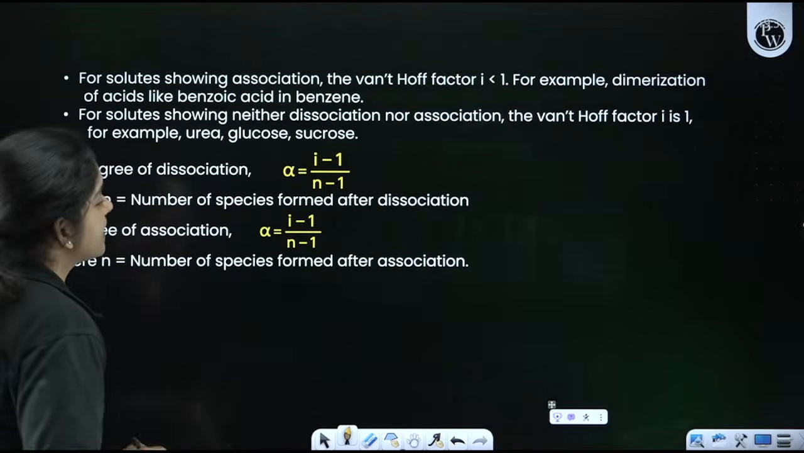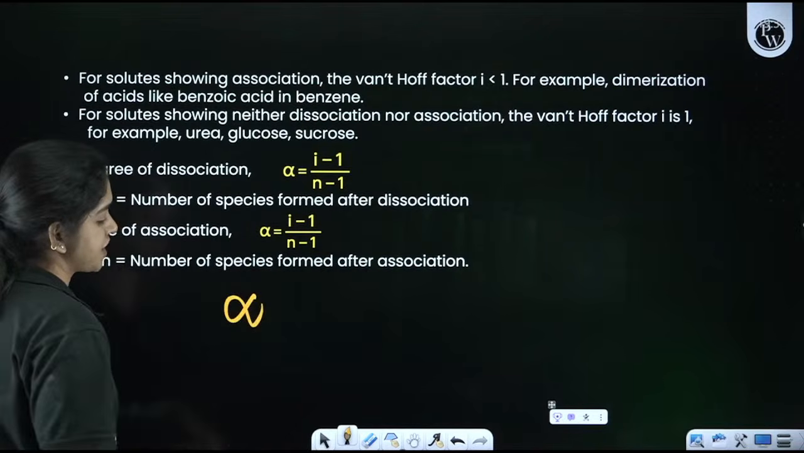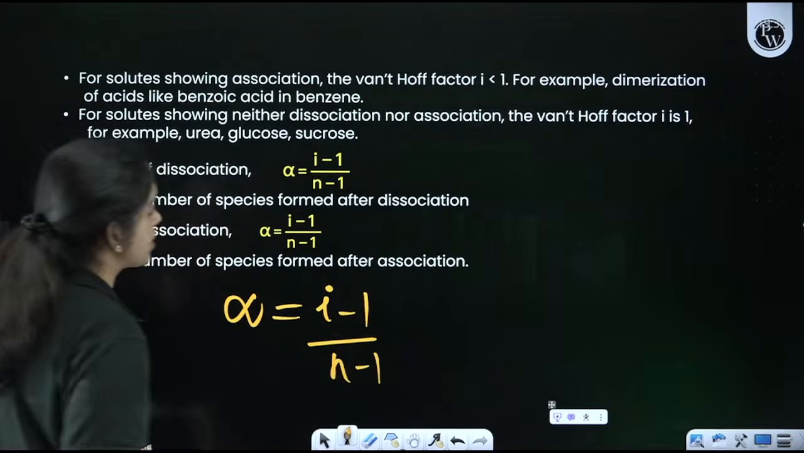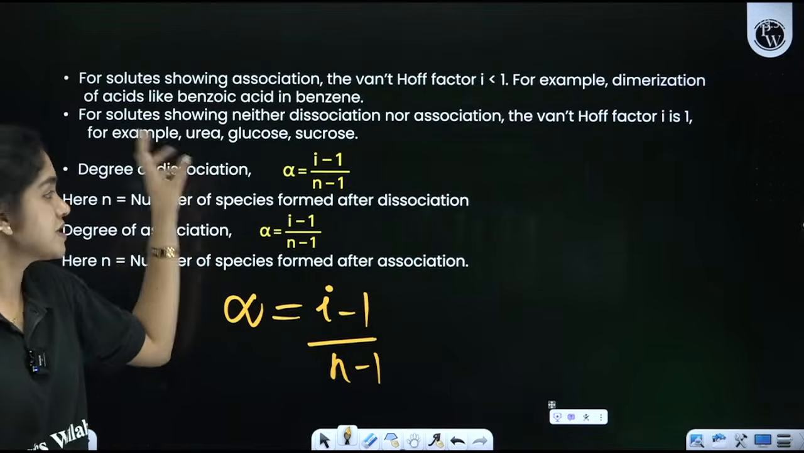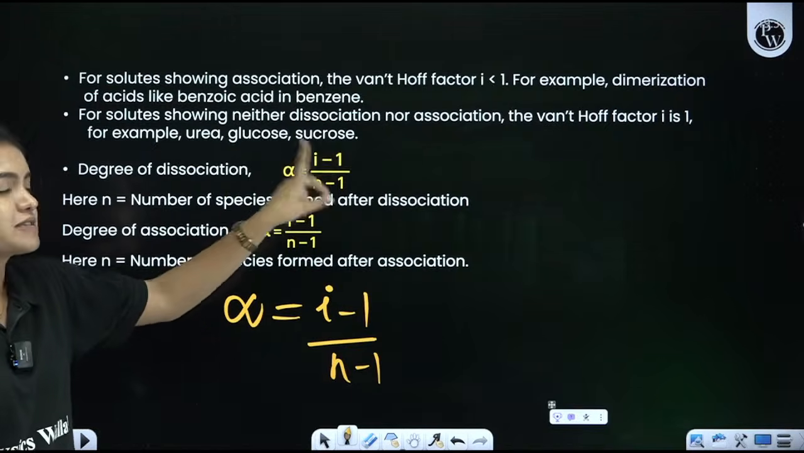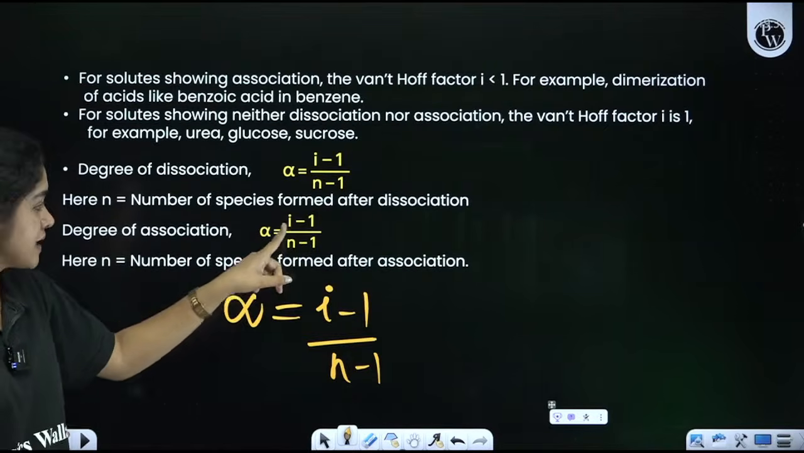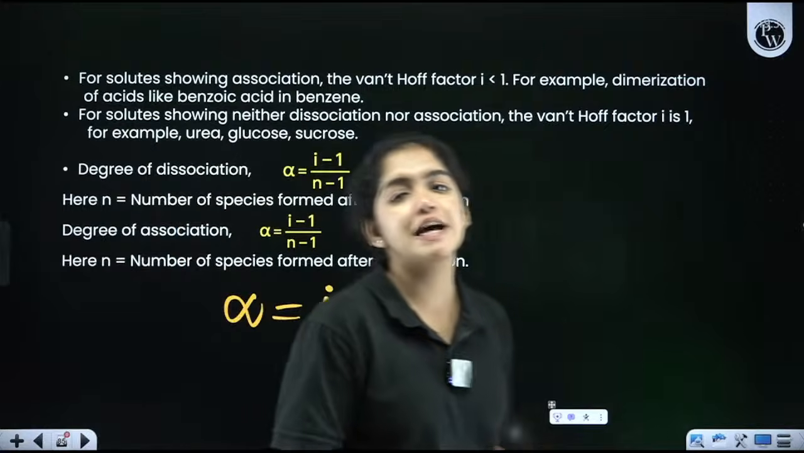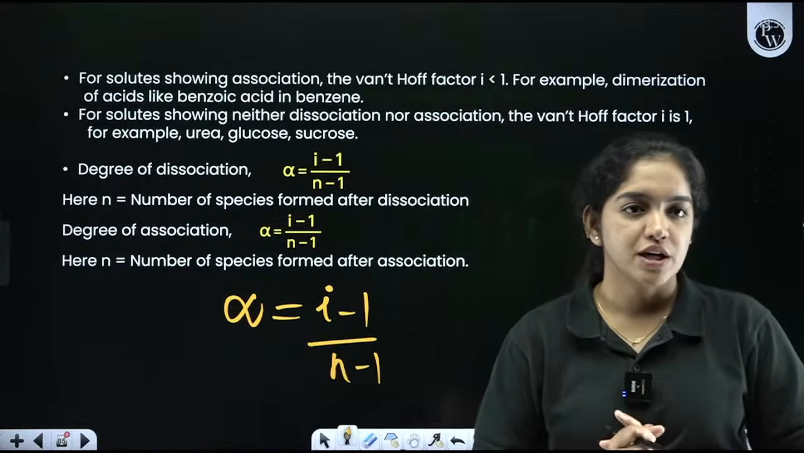Then we can calculate the degree of dissociation using the equation: alpha equals (i minus 1) divided by (n minus 1). This is a very, very important equation. What is n? n is the number of species formed after the dissociation.